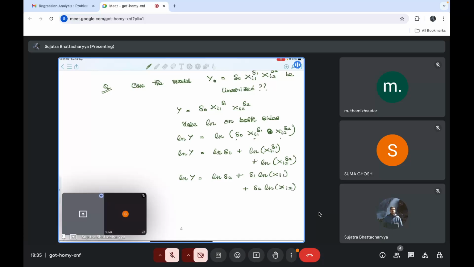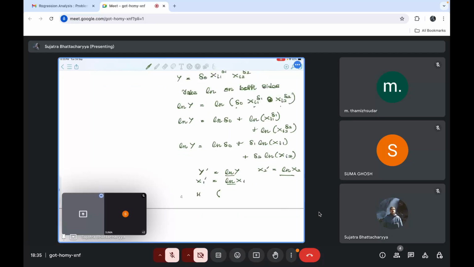See, this is a linear relation. So what you now have to regress is between some y dash, which is equal to log y, some x1 dash, which is equal to log x1, and some x2 dash, which is equal to log x2. That's all. So you now regress in MLR, multiple linear regression model, between x1 dash, x2 dash, and y.